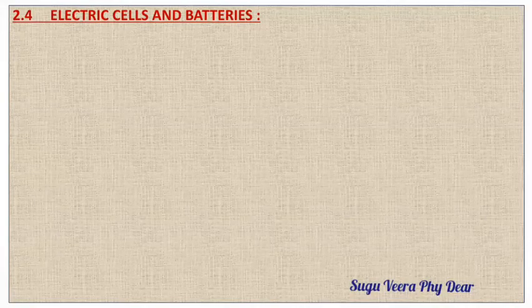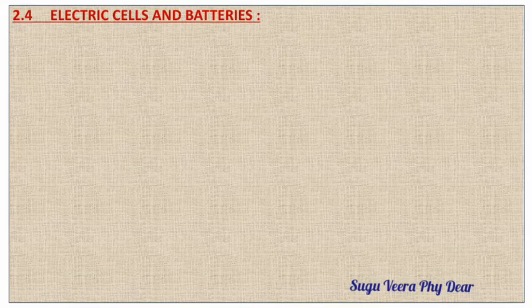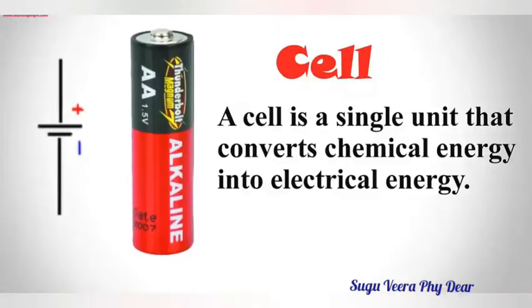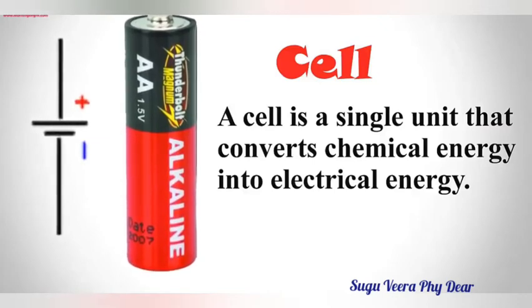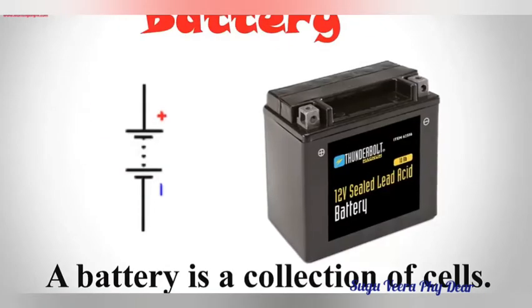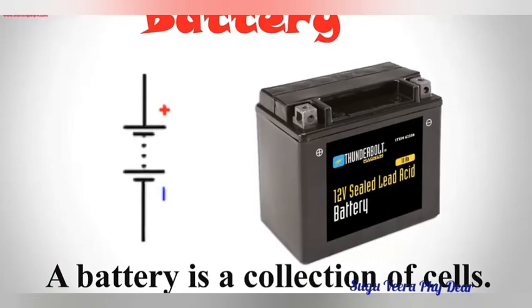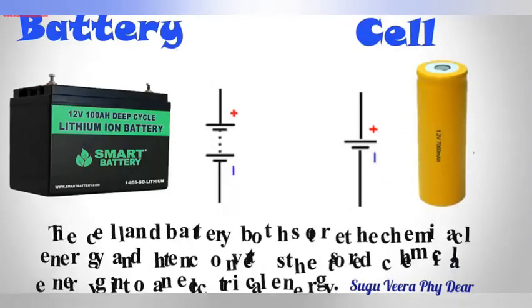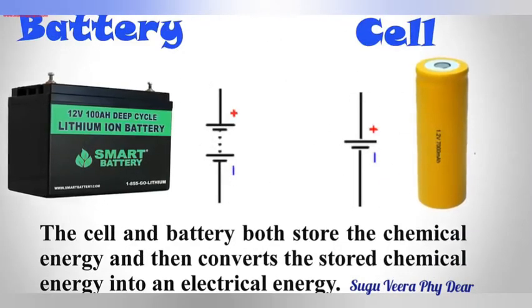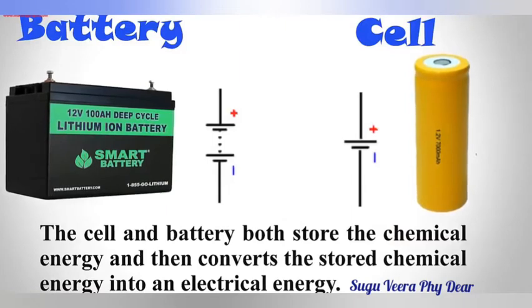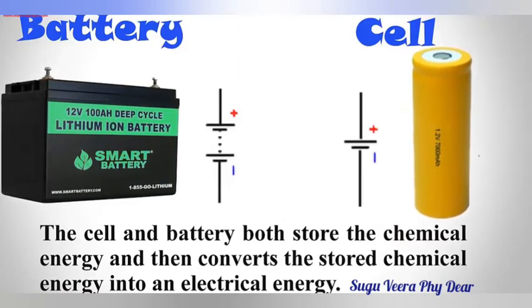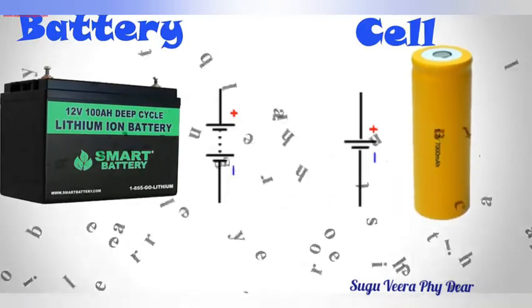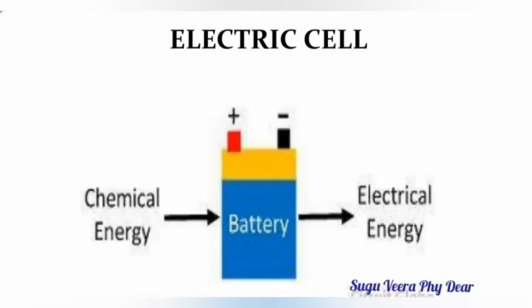Students, what is meant by cell and batteries? A cell is a single unit that converts chemical energy into electrical energy. A battery is a collection of cells. The cell and battery both store the chemical energy and then convert the stored chemical energy into electrical energy. An electric cell converts chemical energy into electrical energy to produce electricity.